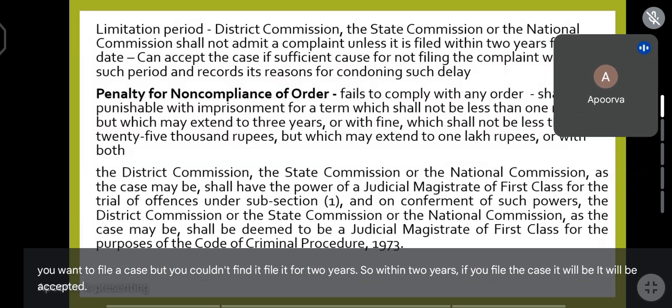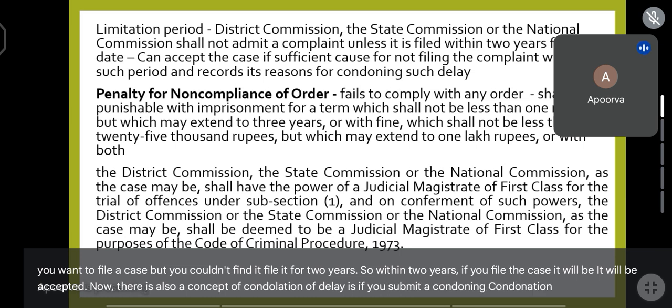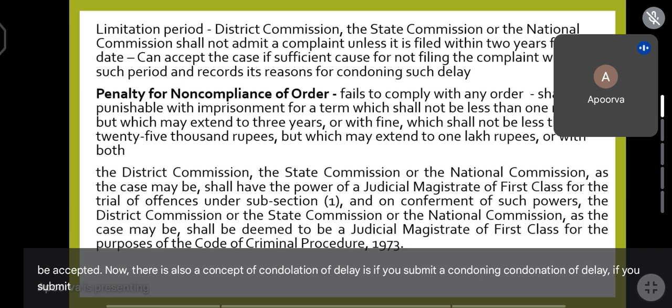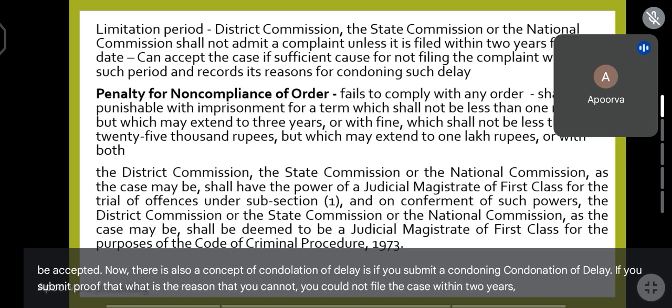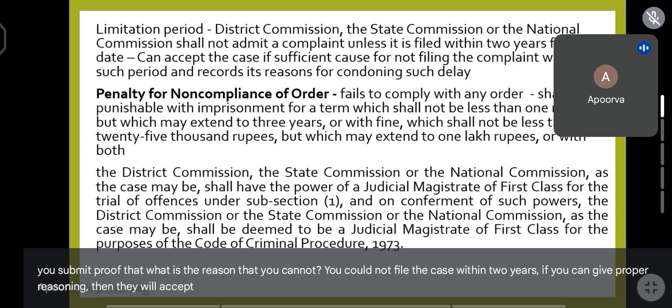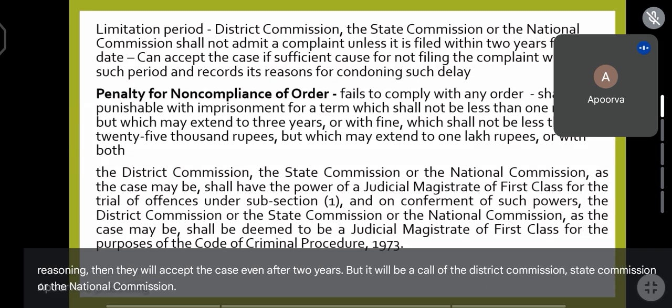accepted. Now, there is also a concept of condonation of delay. If you submit proof of the reason that you could not file the case within 2 years, and if you can give proper reasoning, then they will accept the case even after 2 years. But it will be a call of the district commission, state commission, or the national commission. So that's called a limitation period.